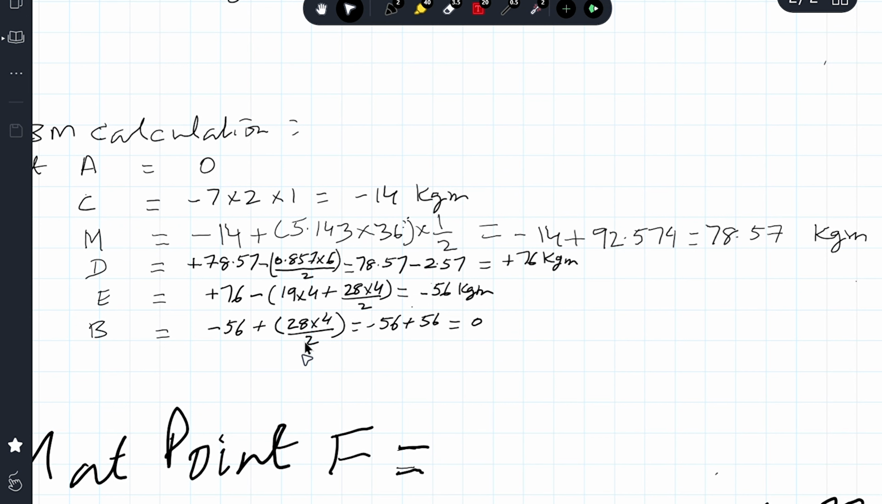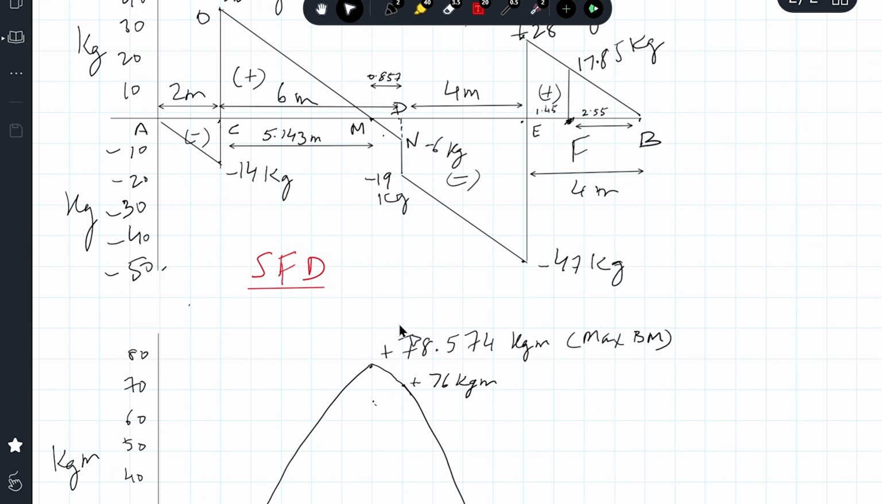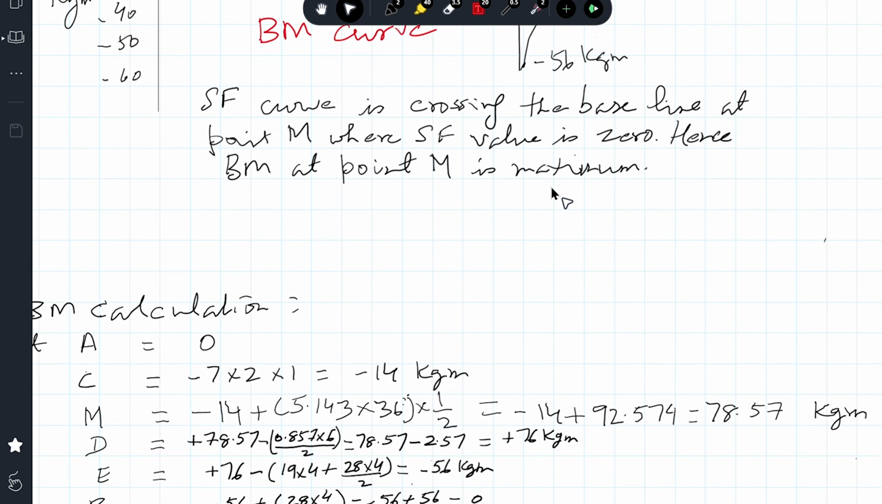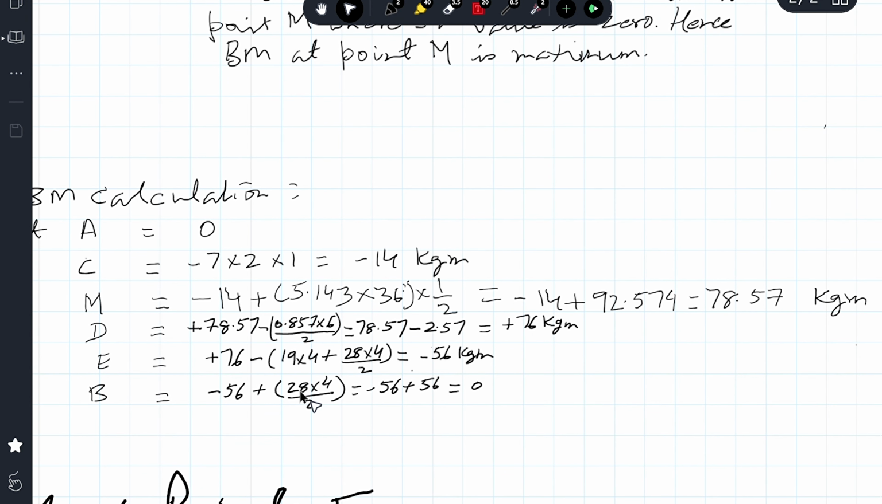And the last point, bending moment at B, it should be zero. So minus 56, I have up to E, which I carry forward. Then between B and E, I have a triangle. Base is 4 meter and the height of the triangle is 28 from the baseline. So half into 4 into 28. This we add. So minus 56, in this we will add that triangle, which is 4 meter base and 28 is the height, upon 2. It becomes minus 56 plus 56 and it is 0, which is right because the curve must close at both the ends, at A as well as at B.